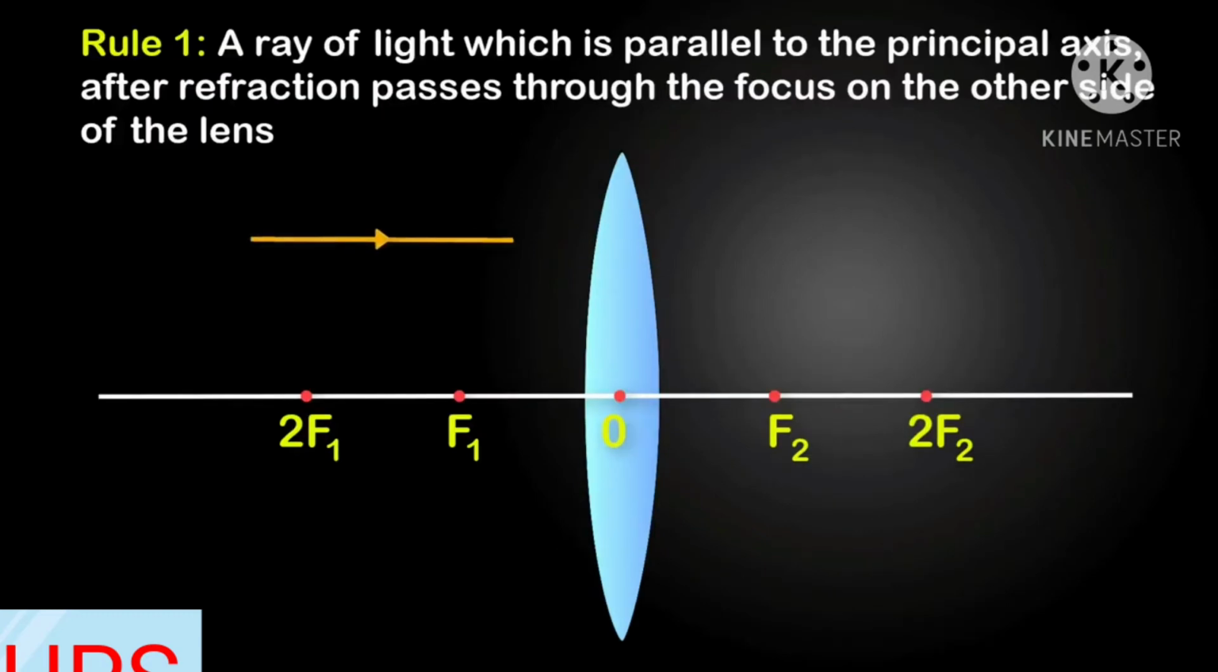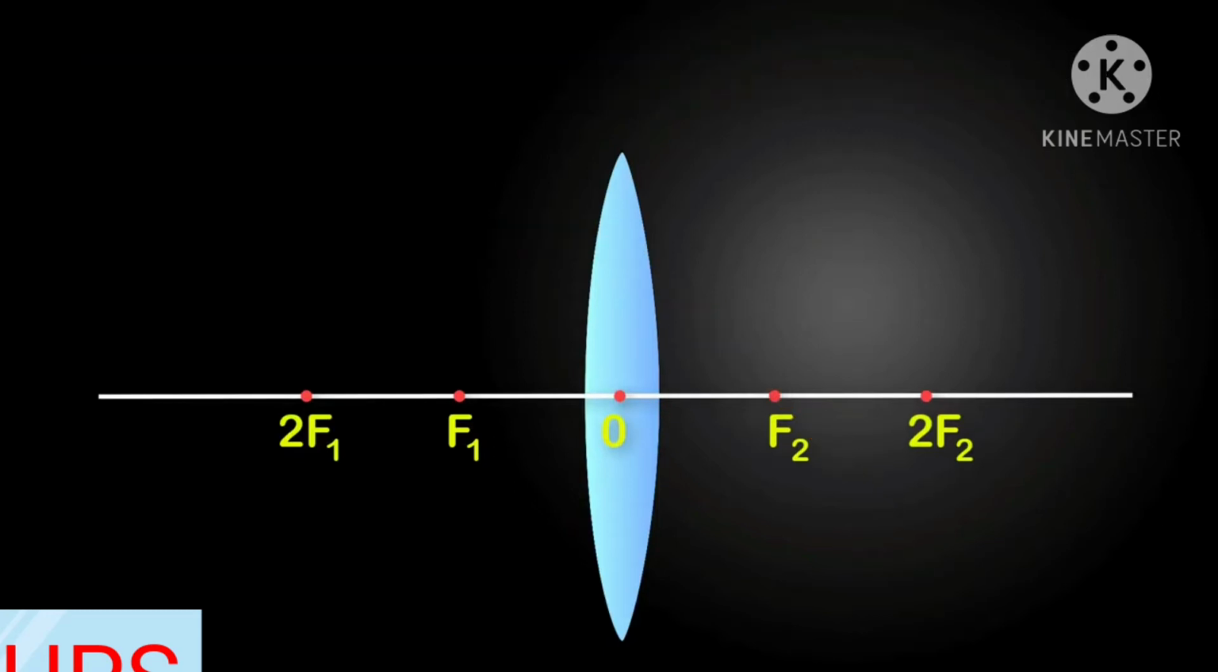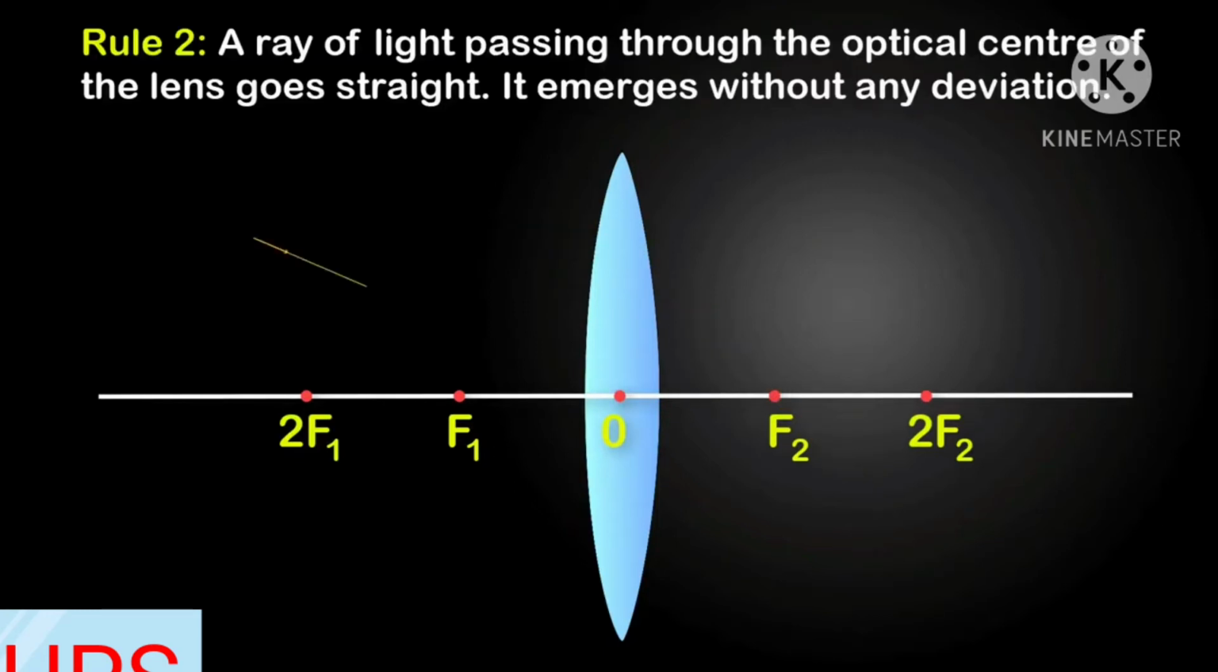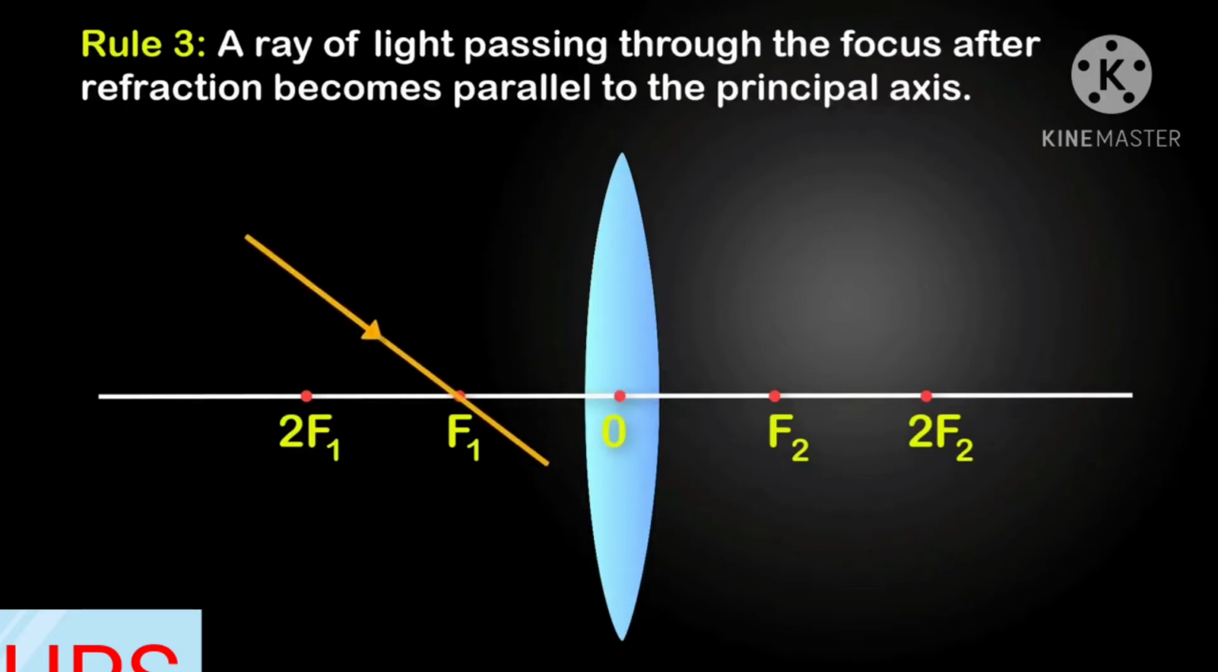A ray of light which is parallel to the principal axis, after refraction, passes through the focus on the other side of the lens. A ray of light passing through the optical center of the lens goes straight. It emerges without any deviation. A ray of light passing through the focus, after refraction, becomes parallel to the principal axis.